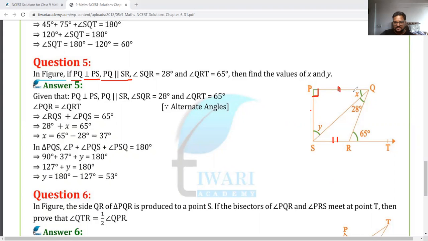So we can say angle X will be equal to this angle by alternate interior angles. Given QR as 28 degrees, QRT as 65 degrees, then find the value of X and Y. So let's start. How can we find the angles X and Y?